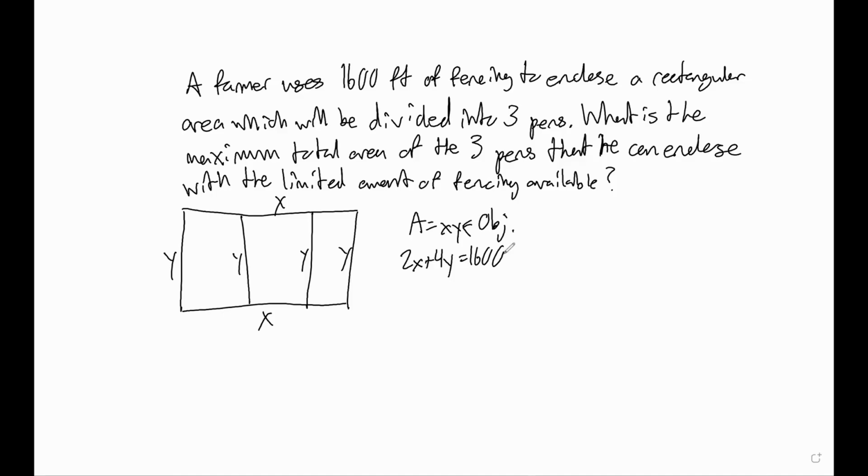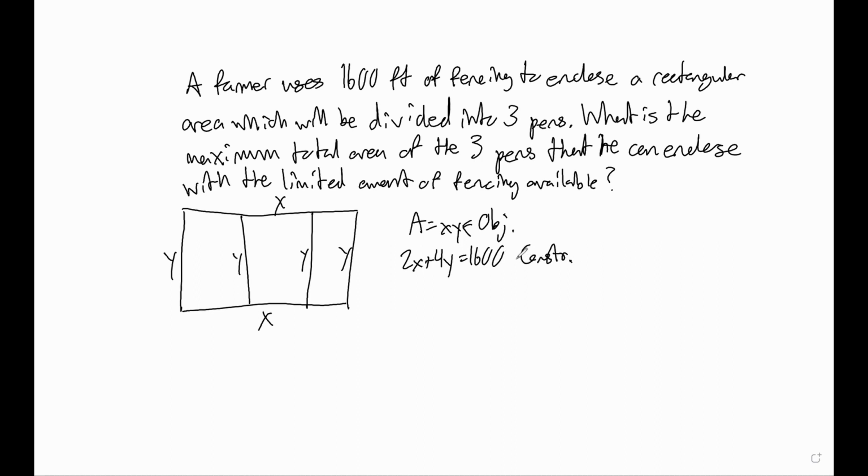All right, so now that we have solved an easy problem of optimization, let us solve a medium level of difficulty problem. A farmer uses 1,600 feet of fencing to enclose a rectangular area which will be divided into 3 pens. What is the maximum total area of the 3 pens that he can enclose with the limited amount of fencing available? So we drew our rectangular area with the 3 pens labeled as x and y, and we have our objective function.